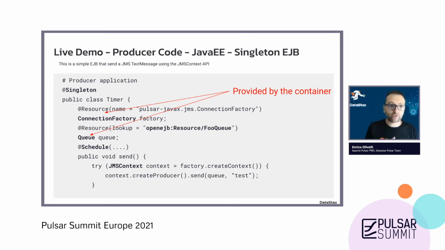And in the code of the producer, I want to point out that you have the connection factory and the queue that are provided by the container. So there is no code to create the connection factory or the queue. The administrator will bind these objects to the JNDI registry, and then you can use them from your code. So here there is no code that is about Pulsar. Those annotations have the names that I created on TomEE to bind the connection factory and the queue to the object that I created.